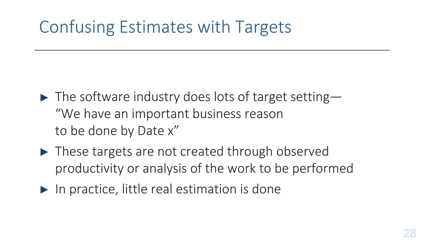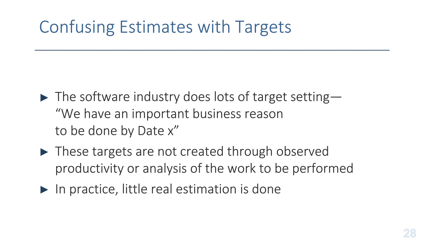Deadly sin of Agile estimation number 3 is confusing estimates with targets. So we have one confusion of estimates with plans. We also have a confusion of estimates with targets. And here I think what we see in the software industry is it does an awful lot of target setting. We tend to have business stakeholders that say something like, we have an important business reason to be done by a particular date. Therefore, we estimate it will be done by a particular date.